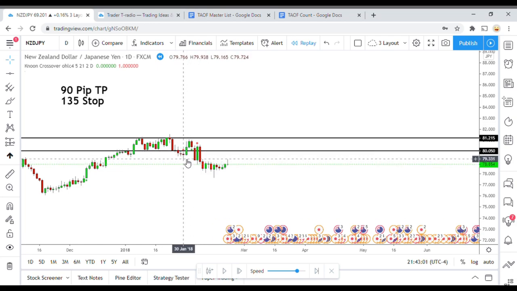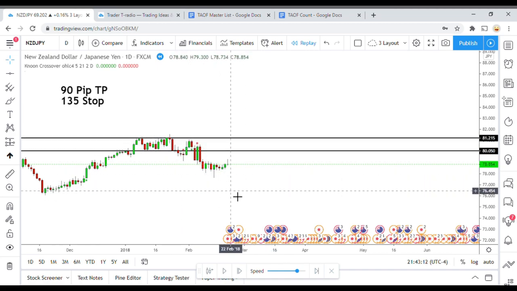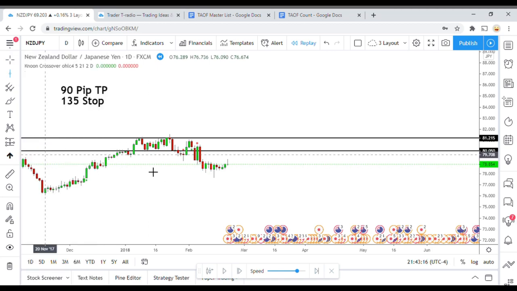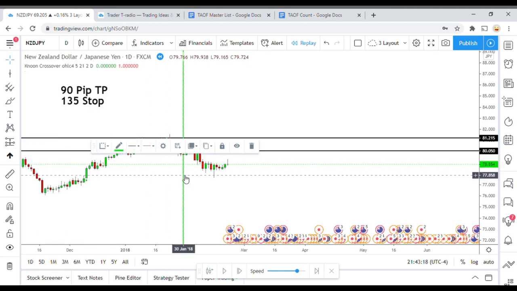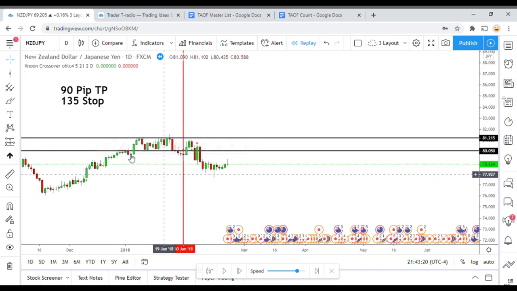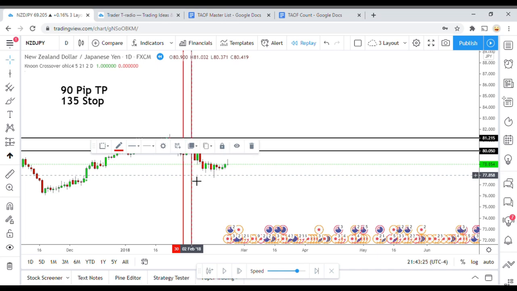So it broke down, it triggered a whole bunch of people into a short position, pulled back rather significantly, wiping out a whole bunch of people's stops and stopping them out before it turned around and shot back down in the original direction that we were looking to go in. Super frustrating when you see that happen. So there we go, we had a loss there.